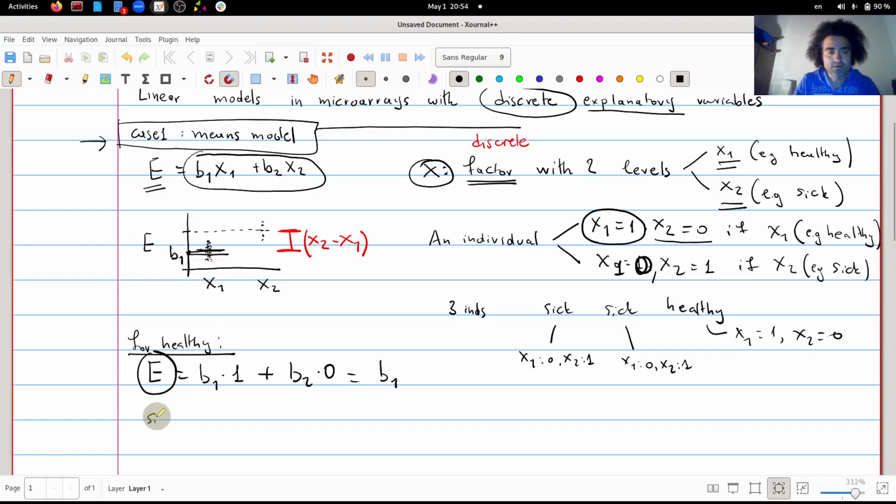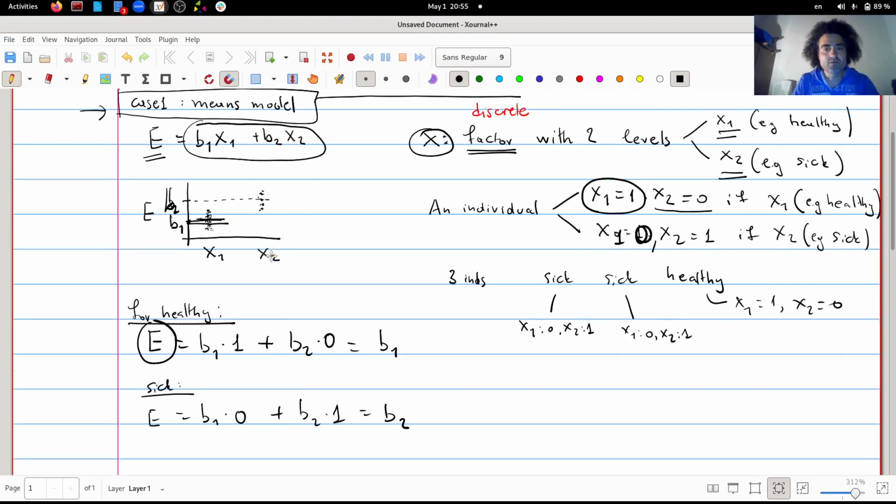And for the sick individuals, the expression will be B1 multiplied by 0 plus B2 multiplied by 1, and this will be B2. So the model predicts that for the sick individuals, the expression values must be around B2. So B2 is here, and these are the values that we have. So in fact what the linear model predicts is the mean expression values for the healthy and the sick individuals. For the healthy individuals the prediction is B1, the coefficient of this X1 here, and for the sick individuals the prediction is B2, the coefficient of this X2 level here.